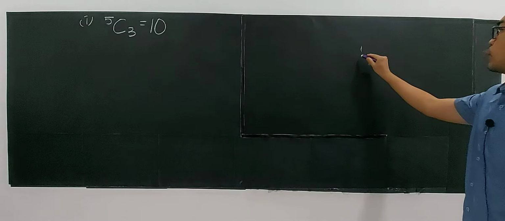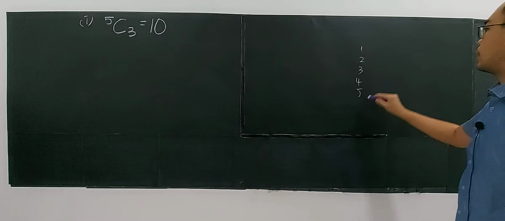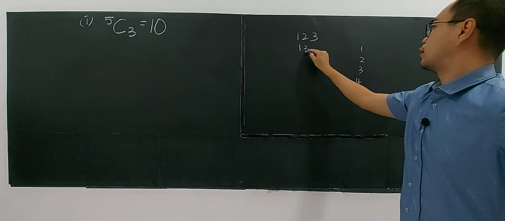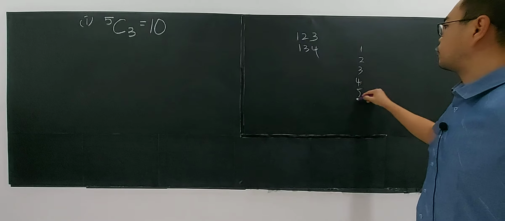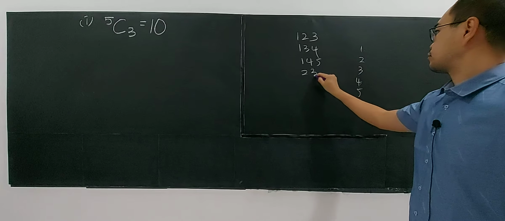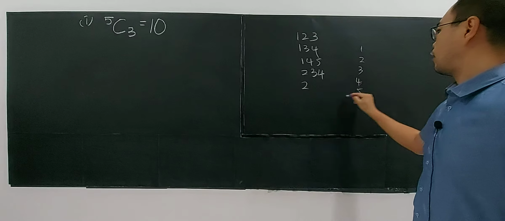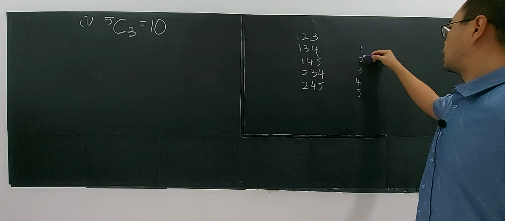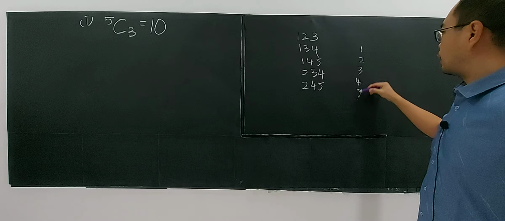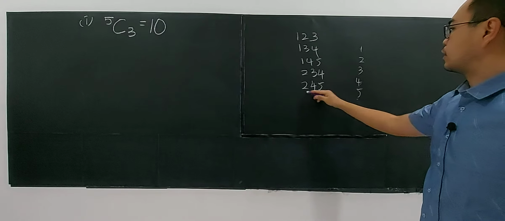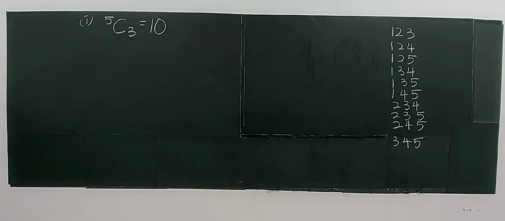It means that if you have 5 questions, 1, 2, 3, 4, 5, maybe you choose 1, 2, 3, maybe 1, 3, 4, maybe 1, 4, and 5, maybe 2, 3, and 4, or maybe 2, 4, and 5. You have to list them out. In total you have 10 of them. I listed them out for you.